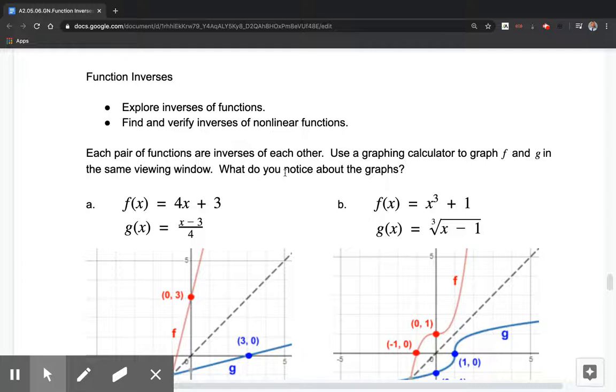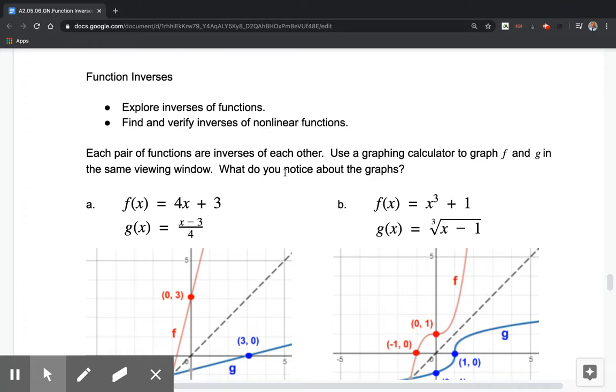We are talking about function inverses. We want to explore inverses of functions and find and verify inverses of nonlinear functions. So we're going to go through a couple examples, and each pair of functions are inverses of each other.